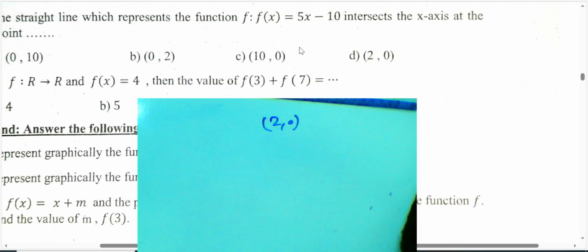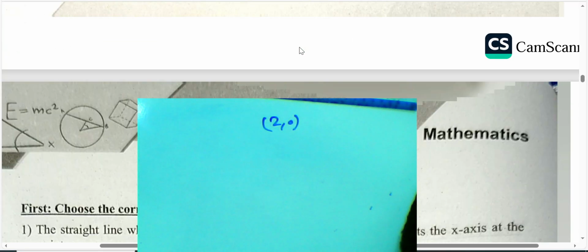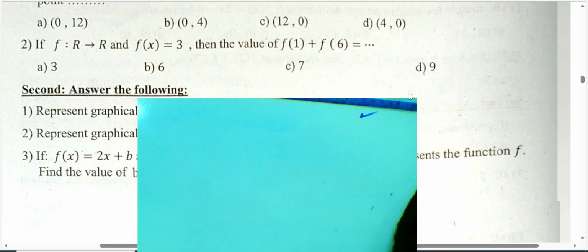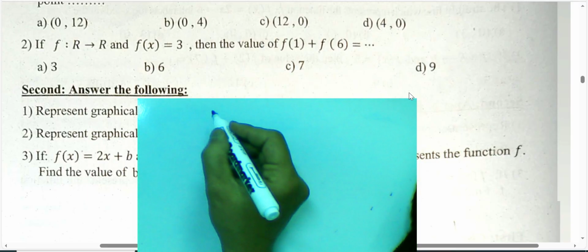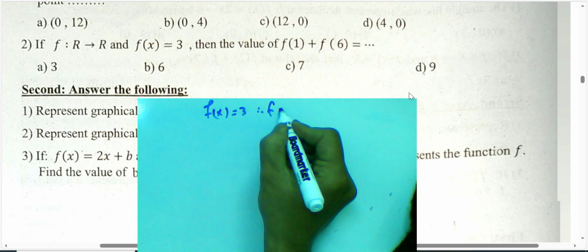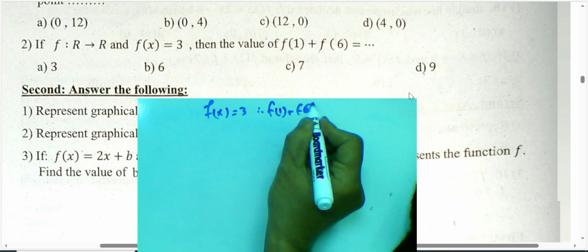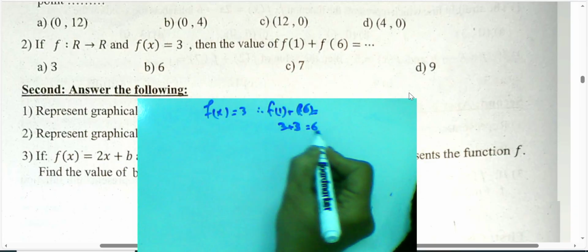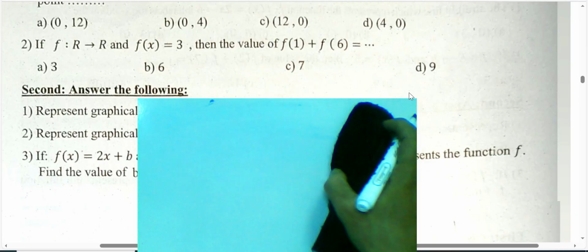Okay. Now I will complete model letter C. First solution, we have 4 and 0. Choose letter D, 4 and 0. Next question, we have the constant function f of x equal 3. Then f of 1 plus f of 6 equals what? We have 3 plus 3 equals 6. The answer will be 6.